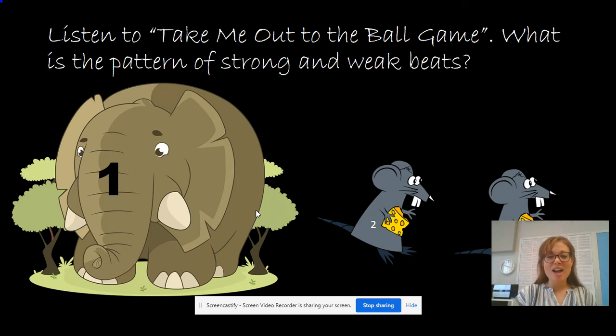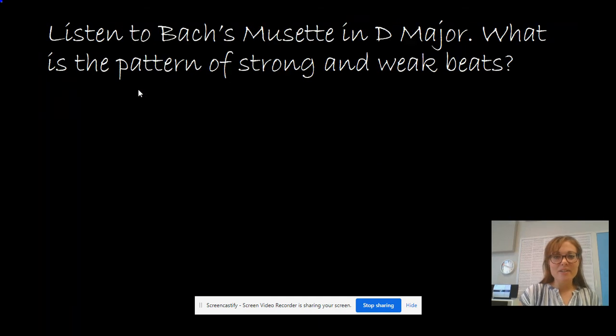Good job. All right, now we are going to look at another song, or listen to another song. This song is by a famous composer. His name is Bach. Bach was a German composer. He wrote lots and lots of music. We are going to listen to one of his pieces. It's called Musette in D Major. And we're going to try and figure out what is the pattern of strong and weak beats.